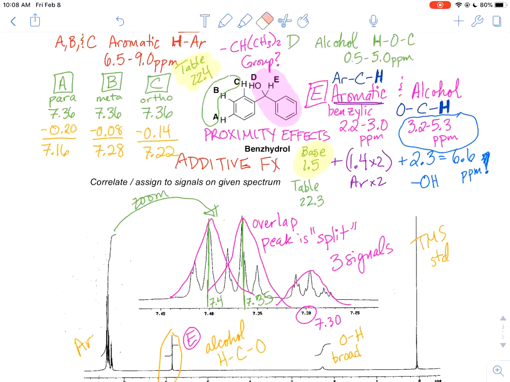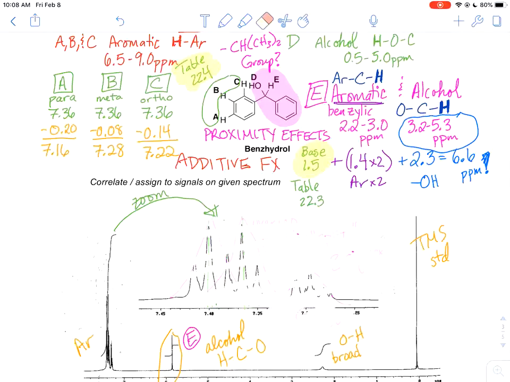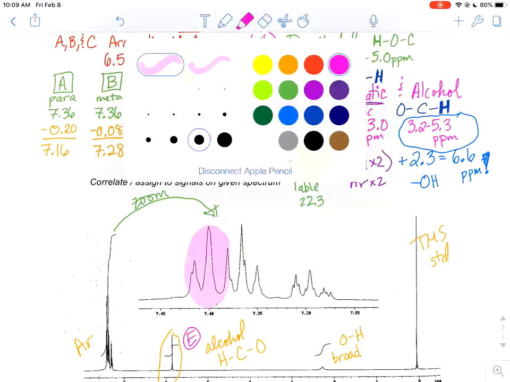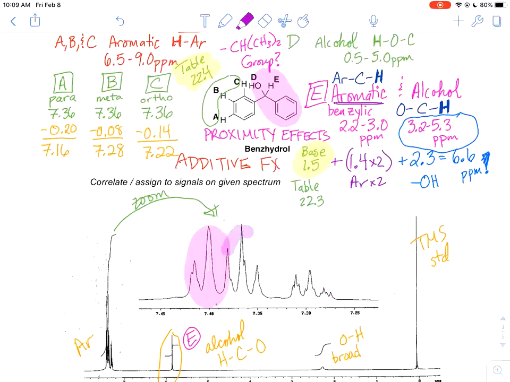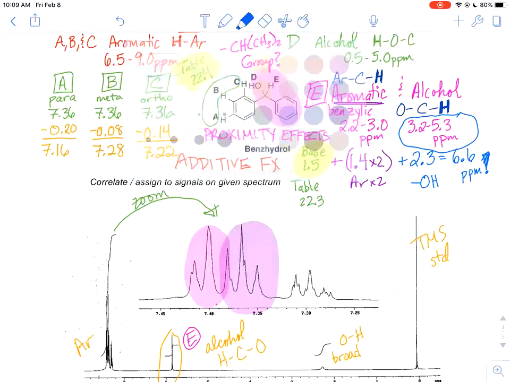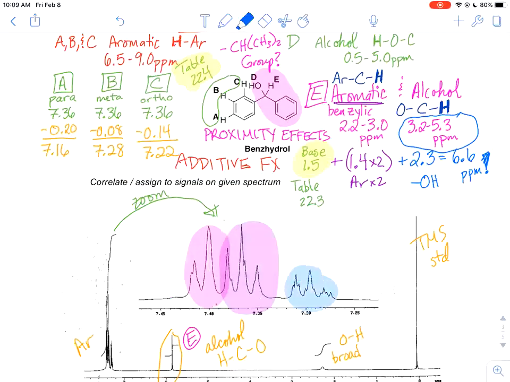I'm going to clean this up. It does say there are 3 signals, but I kind of want to do this again very quickly. There are 3 individual signals. This is one signal that is overlapping with this other signal that is very close to, but not quite overlapping this third signal. Those are the three, and we could identify them in order based on the chemical shifts that are given.